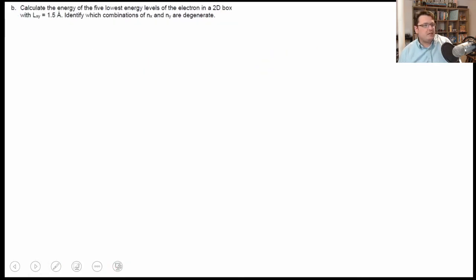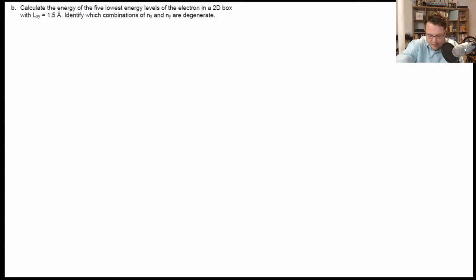The next part, Part B. So now we're going to calculate the energies. It's again pretty similar to what it was for a 1D particle in a box, where you have the equation h squared over 8mL squared times n squared. n is the energy level, h is Planck's constant, L is the length of the box, and m is the mass of the particle that's trapped inside of there. And it's just plug and chug at that point.